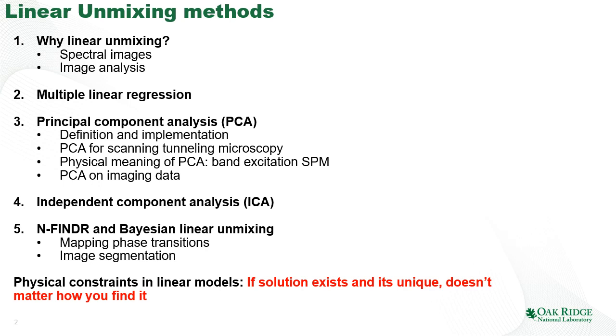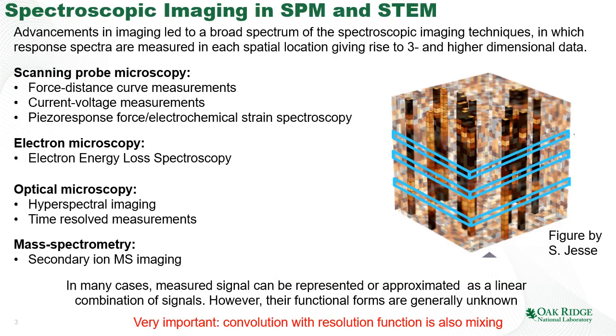Now, the important logic in this discussion would be the degree to which we can introduce the physical components in the linear unmixing models. So the idea here is that if a solution exists and it is unique, it really doesn't matter how we find it. So we are going to talk about how to add the known constraints that stem from the physics of the problem in the linear unmixing analysis.